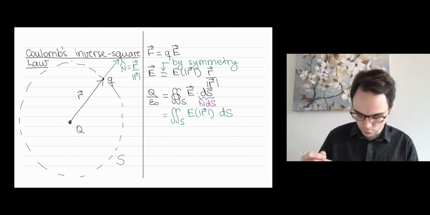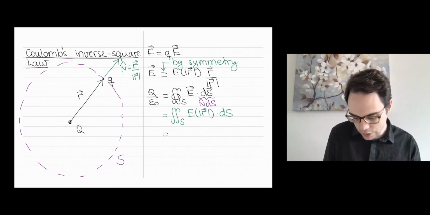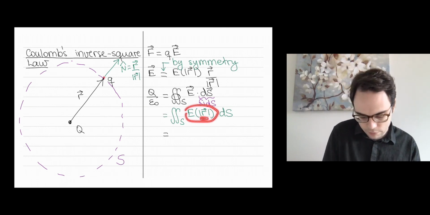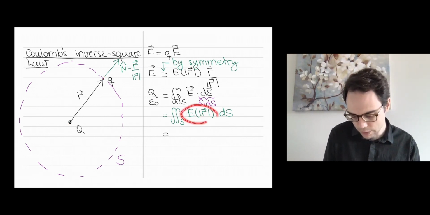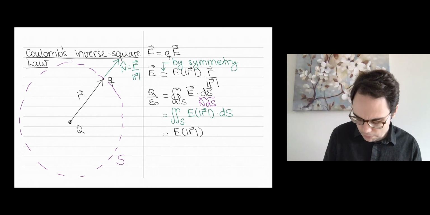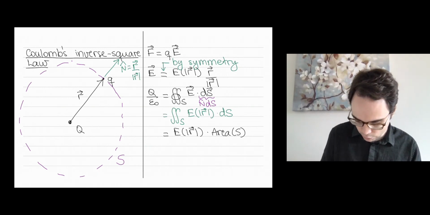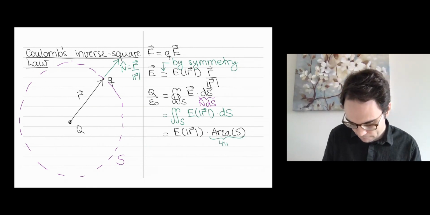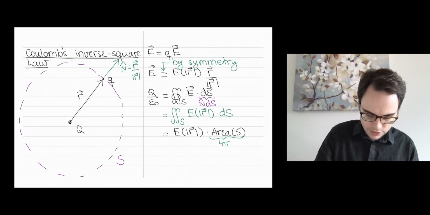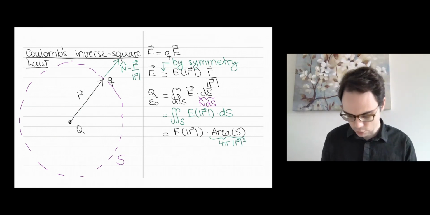On a sphere, the distance from the origin is constant, so I can pull this out, I can pull E out, so I get this multiplied by the integral of dS on the sphere. That's the area of the sphere. That's 4 pi times the radius squared, which is this distance here squared, times r squared.